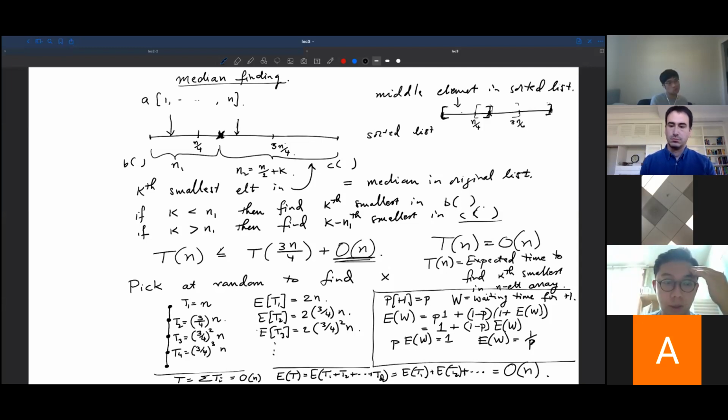And when do we determine when we find the median number? Like, when do we stop? Well, certainly when we get down to an array of size 1, then we know that's the number we are looking for.